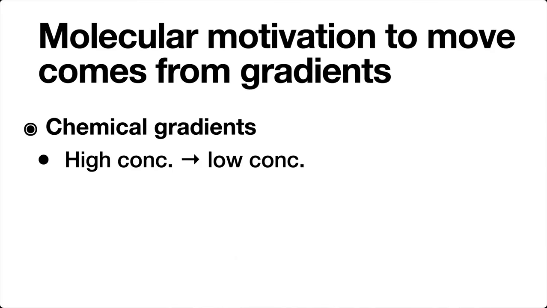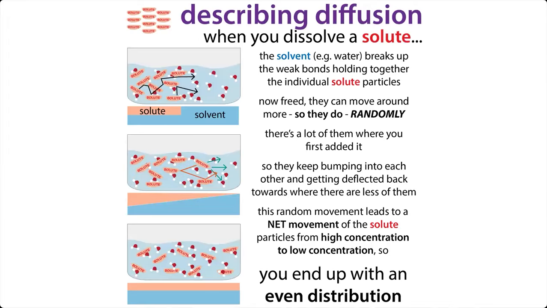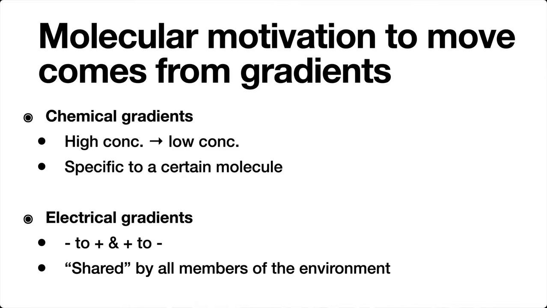Our chemical gradients, this is where we're going from high concentration of a molecule to low concentration of a molecule. This is just good old diffusion. So we have this net movement from high concentration to low concentration, but it's really just via this random movement. So random movement is going to lead to this even distribution via diffusion. That's going to be specific for a certain molecule. And so each molecule is going to have its own chemical gradient.